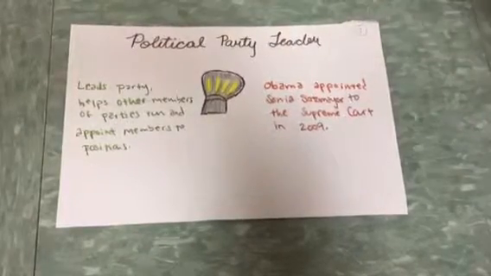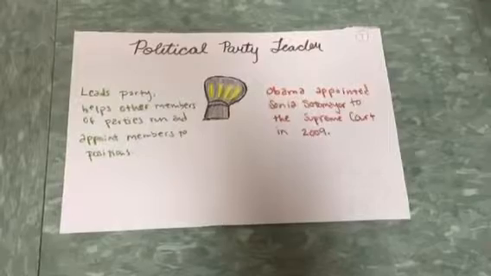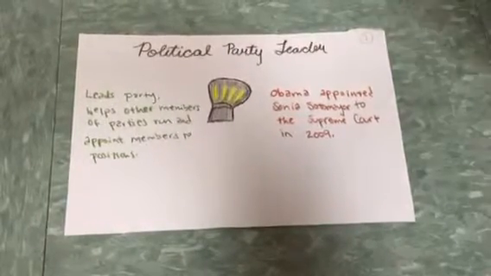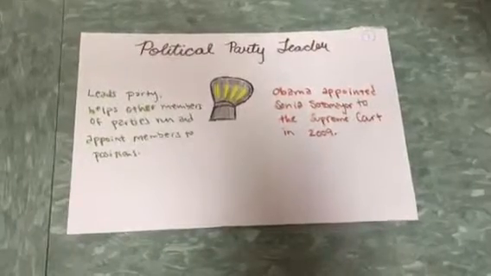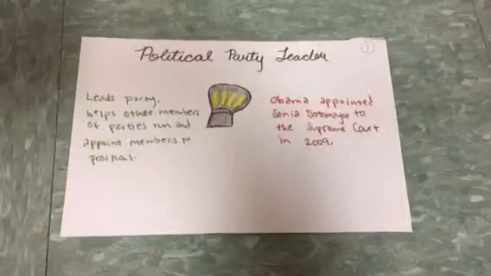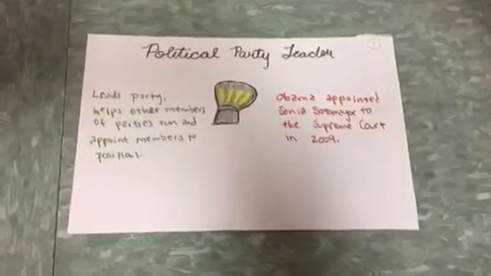The seventh and final hat is the political party leader. The President leads parties, helps other members in his parties run for office, and makes and appoints new leaders or members to different positions. An example of this is Obama appointed Sonia to the Supreme Court in 2009.